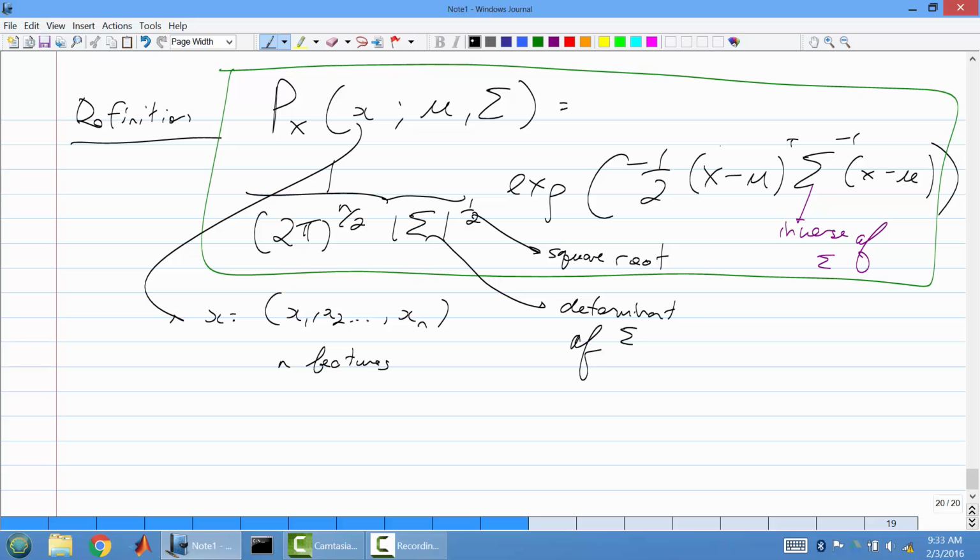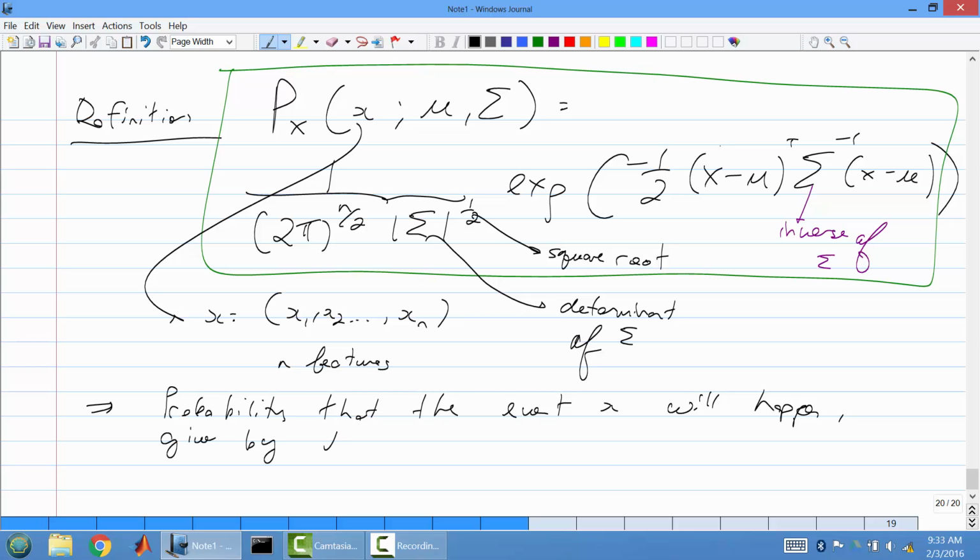So what this means is that if you have an n-dimensional vector, this would be the probability that that particular set of features will be bound to happen when you take a look at your data set. So the probability that the event x will happen, given by the mean and the covariance matrix, okay?